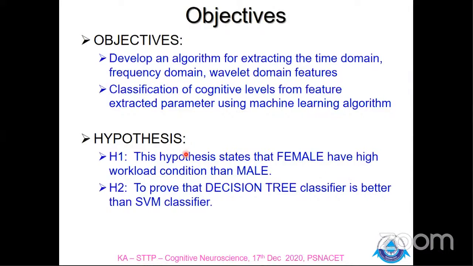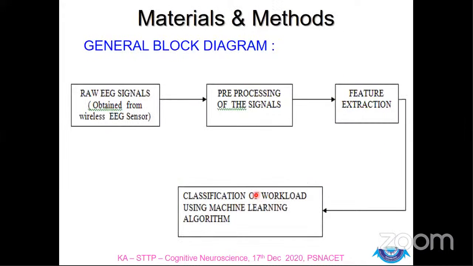We can frame some hypotheses also. I already mentioned the gender-wise comparison: females have a higher workload condition than males. We can make hypotheses to prove which machine learning classifier, decision tree or SVM, is better for your data. So this is a general flow diagram of how we can make the stress level quantification.